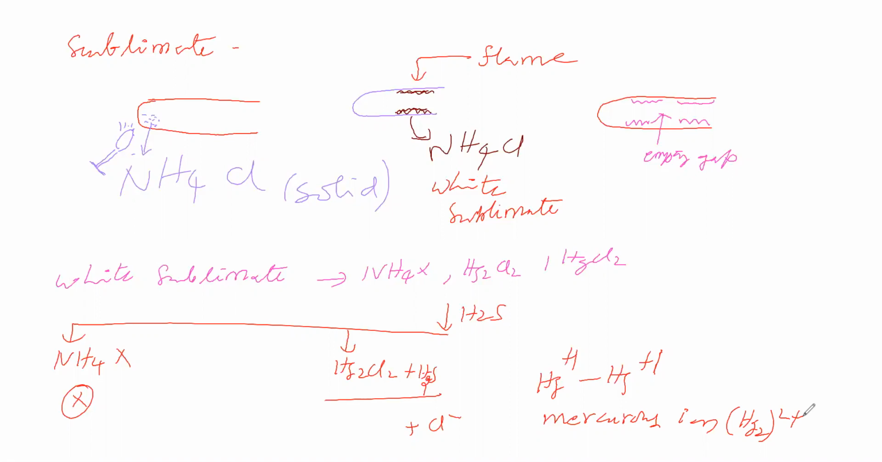Why does mercurous exist in the dimeric form? That we'll see. Let us take mercury. The electronic configuration for mercury is xenon 4f14, 5d10, 6s2. Now we will see the ground state configuration.